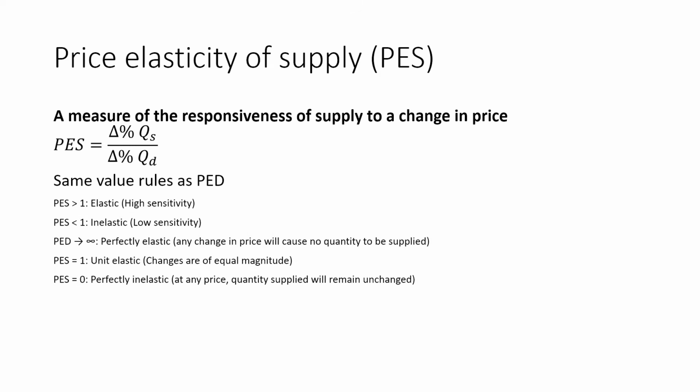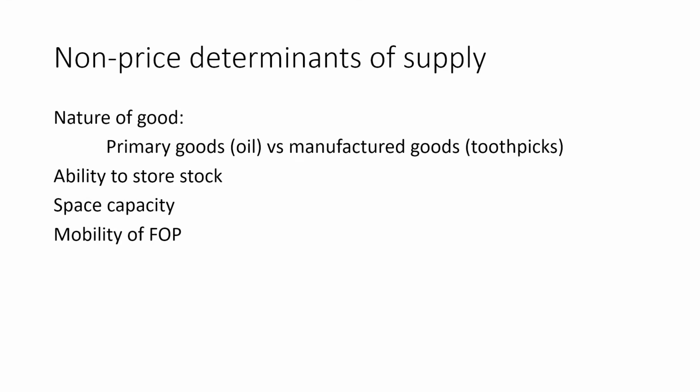The last part of this is the price elasticity of supply, PES. This is a measure of the responsiveness of supply to a change in price. This is almost the same as price elasticity of demand, although we're talking about supply. I think I don't have to go through all of these because we went through them as PED. They also have some non-price determinants.